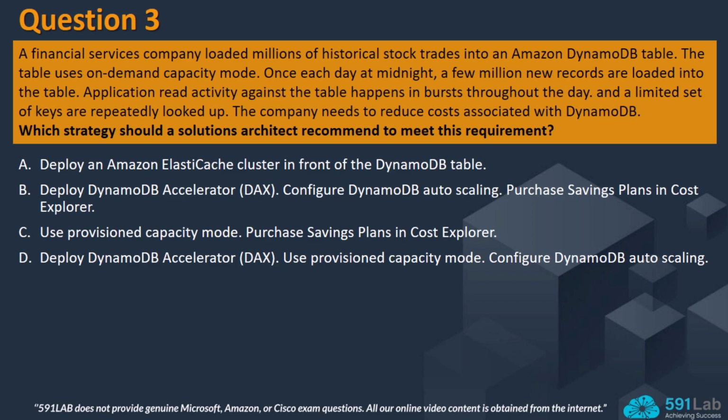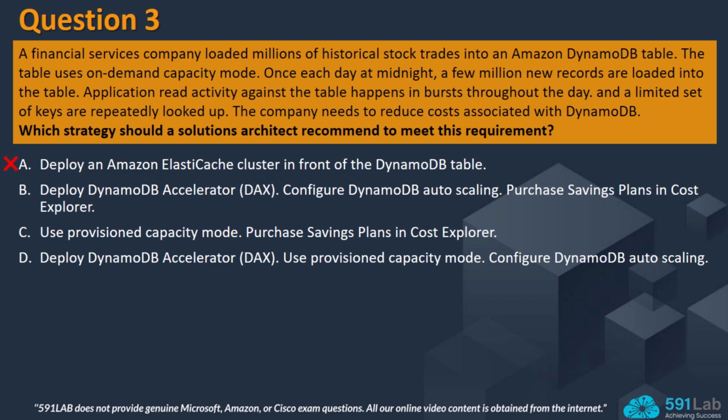Additionally, adding ElastiCache may introduce additional complexity to the architecture, so this is not the correct answer. Option B. Deploy DynamoDB Accelerator, configure DynamoDB Autoscaling, purchase Savings Plan in Cost Explorer. DynamoDB Accelerator can improve read performance by caching frequently accessed data, reducing the need to read from DynamoDB.